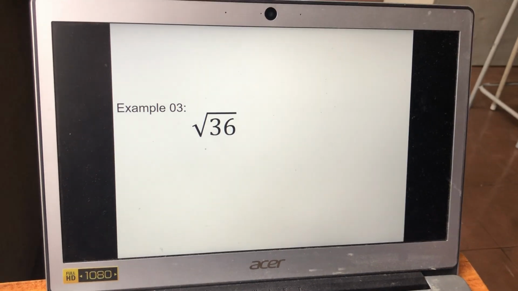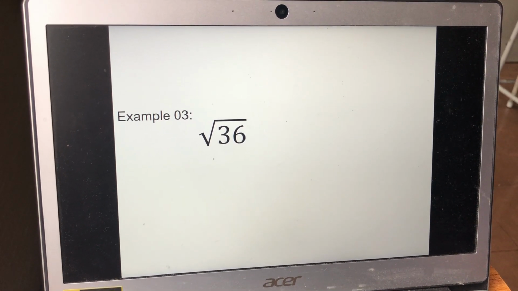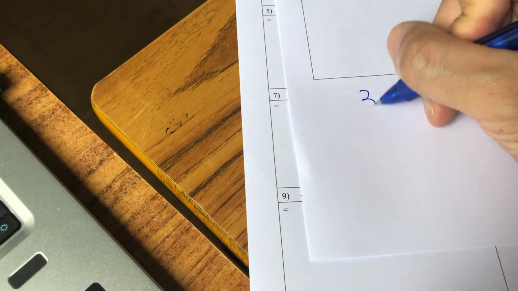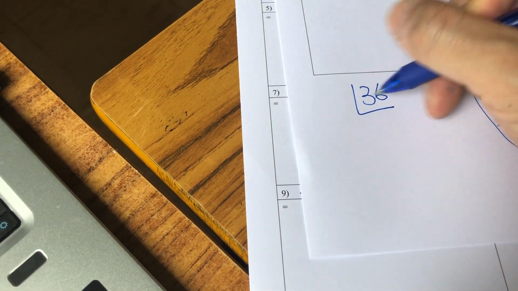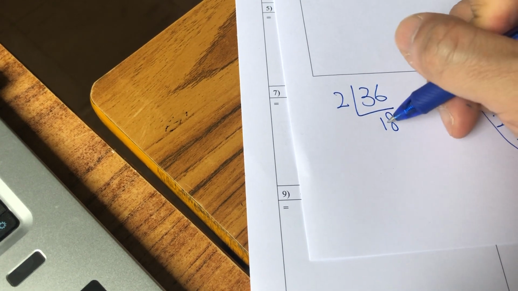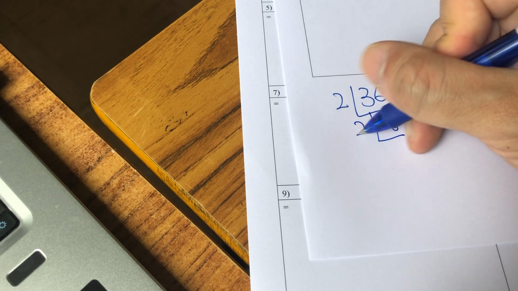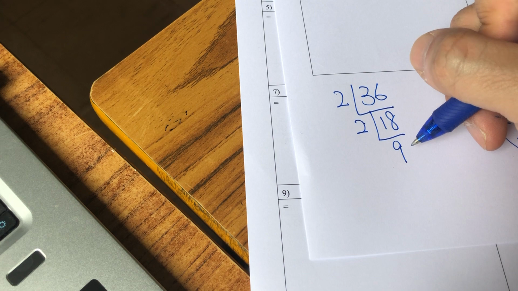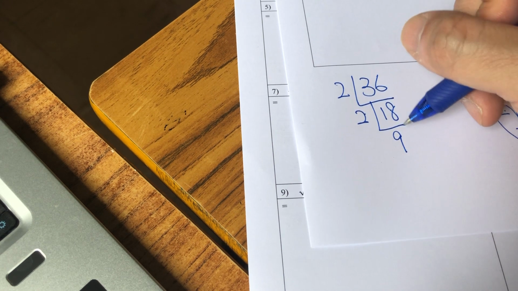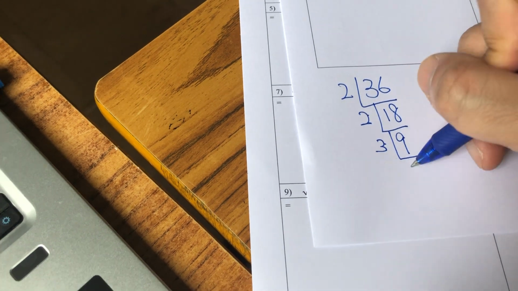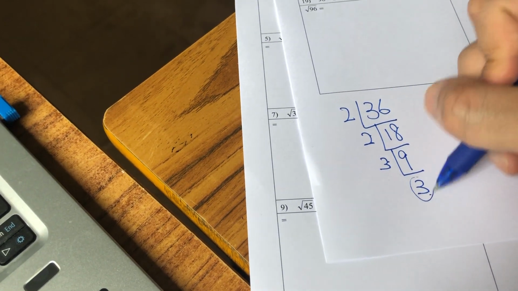What about 36? How to break it down? 36 is an even number, so use 2. 36 divided by 2 becomes 18. 18 is also an even number, could be divided by 2. 18 divided by 2 becomes 9. And 9, could 9 be divided by 2? No, 2 cannot, it is an odd number. So you should try the next one. What about 3? 9 divided by 3 becomes 3. So that you could stop now because 3 is already a prime number.